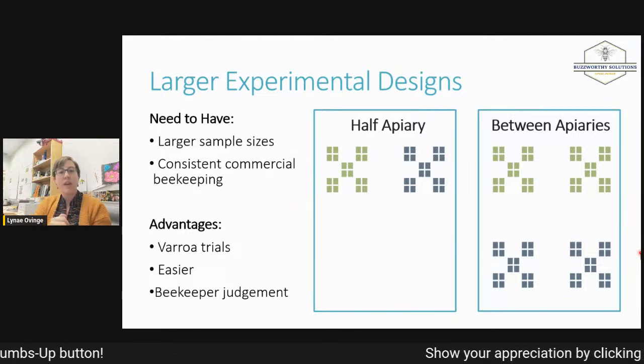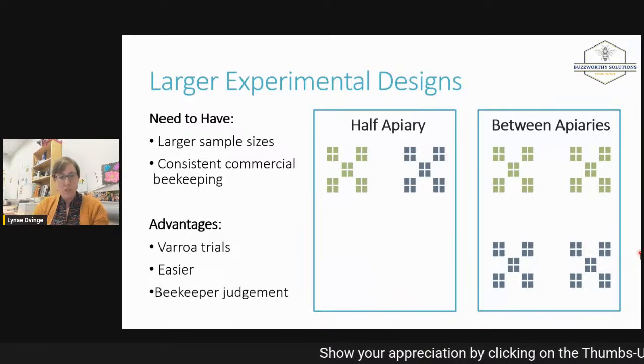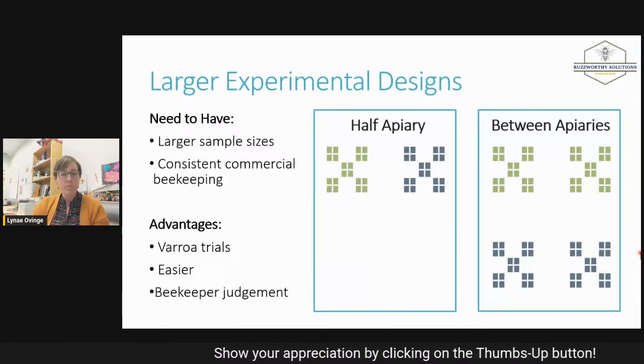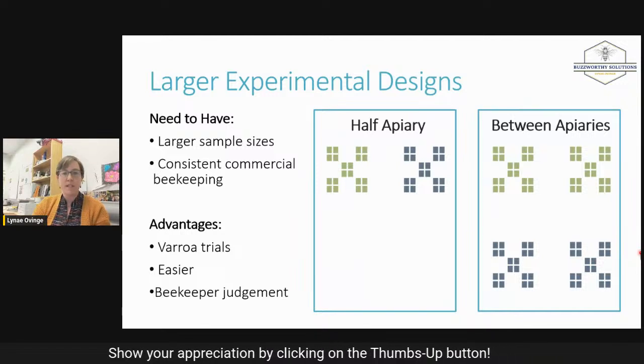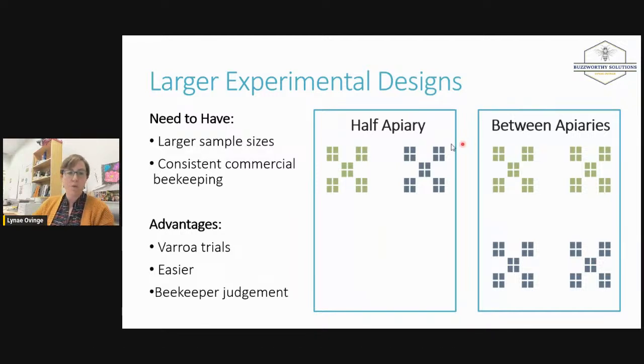And some advantages of switching to these designs. One is the Varroa trials. As I said, we need some isolation for those. So with these designs, as long as your 2 halves of your apiaries have a bit of a buffer, we're probably not going to see much mite movement between those 2 halves. It's also easier. Most beekeepers are just way more likely to do these 2 types of designs.